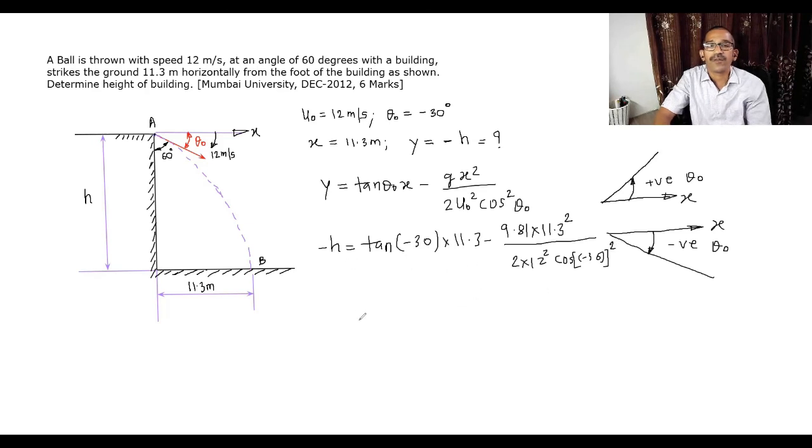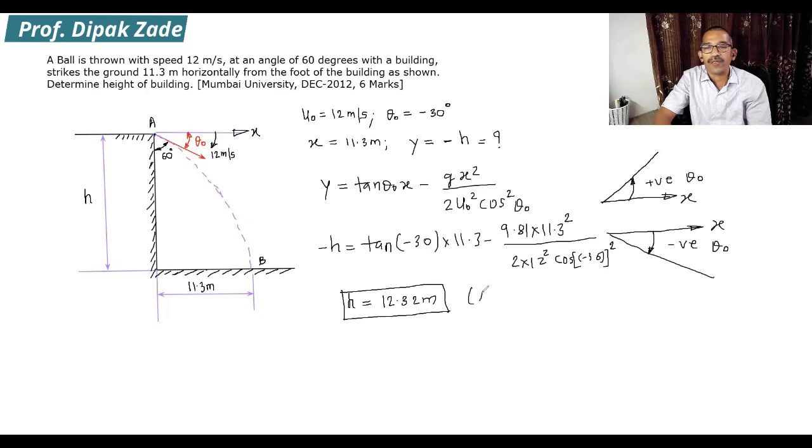The unknown term is h. Therefore, using a calculator, you will easily get the height of the building, that is nothing but h, and h, if you find it out, comes out to be 12.32 meters. So this is nothing but the final answer, the height of the building, where initially y was taken as minus h, but the final answer you are getting is the height of the building, meaning the magnitude. Okay, thank you.